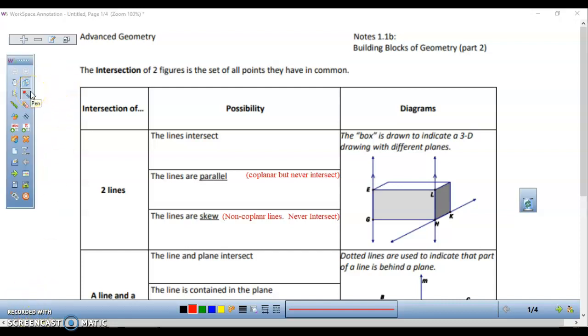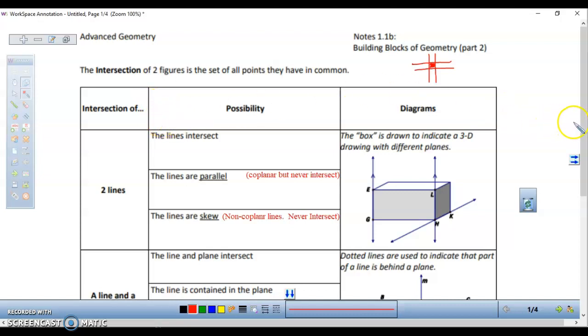All right, now when I say that word, I imagine that most of you think about the intersection of two roads. You'll notice that this is a road, and it intersects this road. Well, their intersection is this little square right here in the middle. All the points where both those roads have in common will be their intersection. You're all pretty familiar with that, I would imagine. So, the intersection of two geometric figures is exactly the same. It's just the set of all points they have in common.